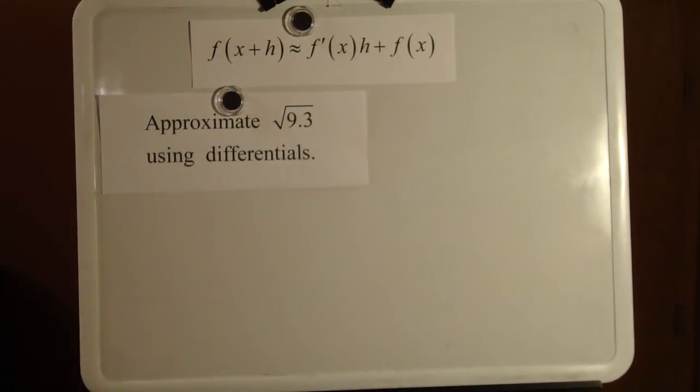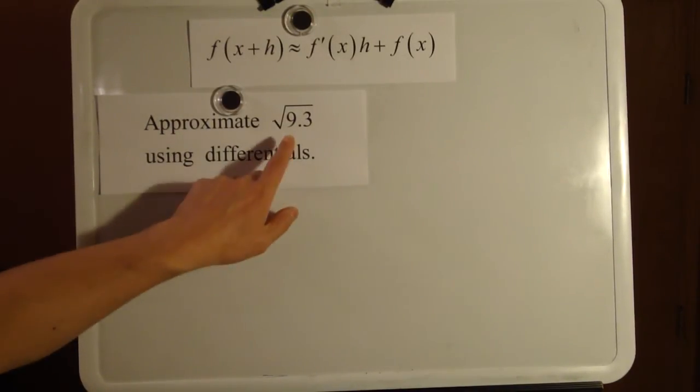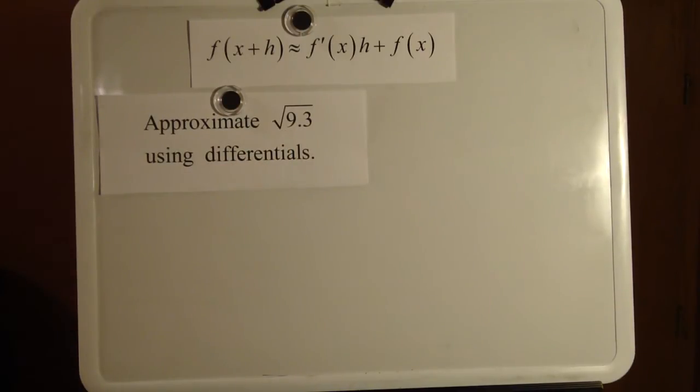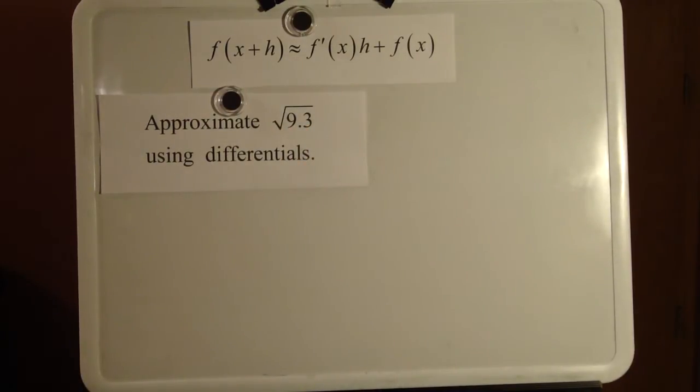So what we'll do is we'll try to estimate this number, the square root of 9.3, and we're going to use this concept, the concept of differentials. What you might notice right away is that the function involved is the square root function, and the convenient value would naturally be 9, because the square root of 9 is an easy one to calculate. This one is slightly away from 9, but you can tell your delta x or your dx is a very small number.